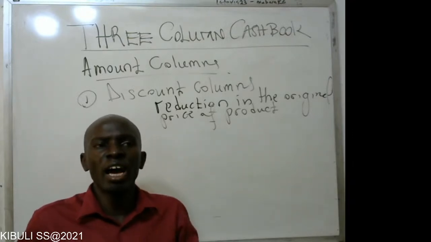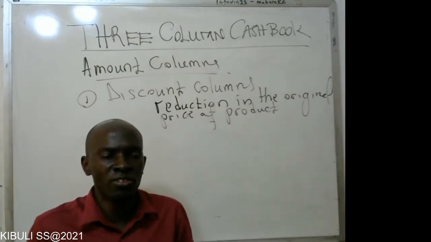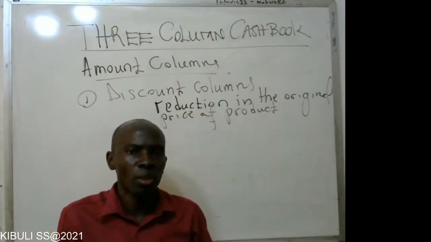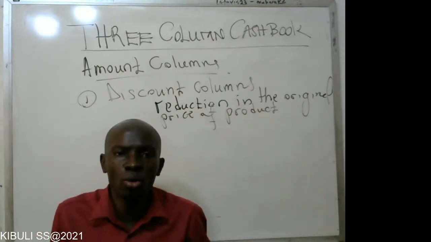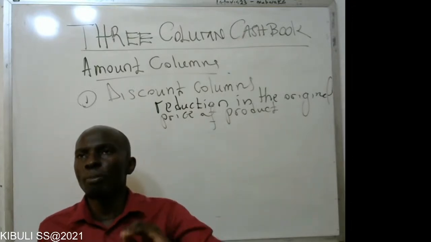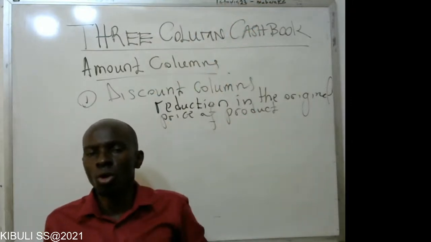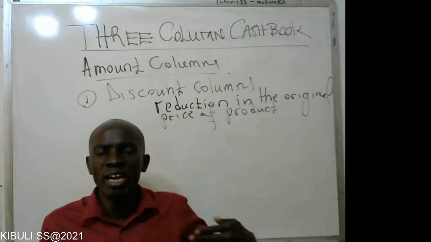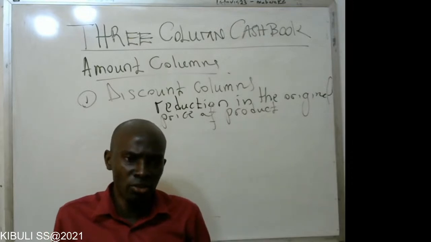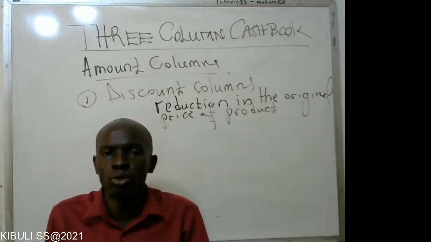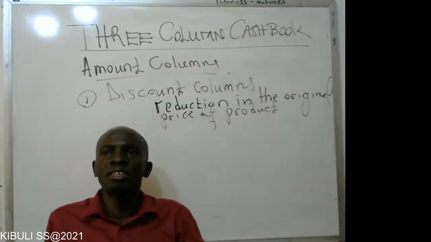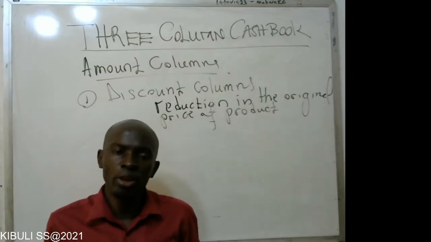So when you buy in large quantities, the seller can give you a discount and says, instead of charging you 50,000, I'm giving you a discount of 10%. So you are not going to pay 50,000 at the end. You are going to pay 50,000 less 10% discount, which is 5,000. So the actual amount of money to be paid will be 45,000 because you have received a discount when you buy.